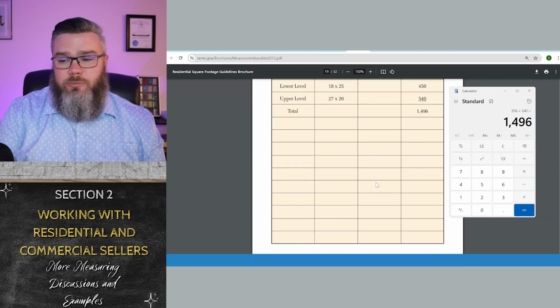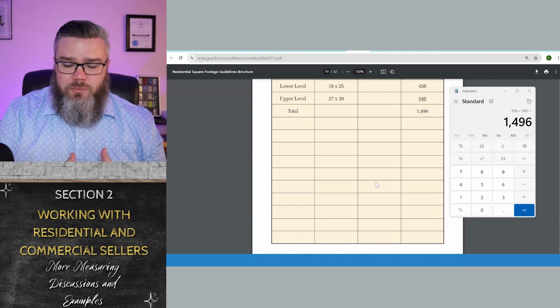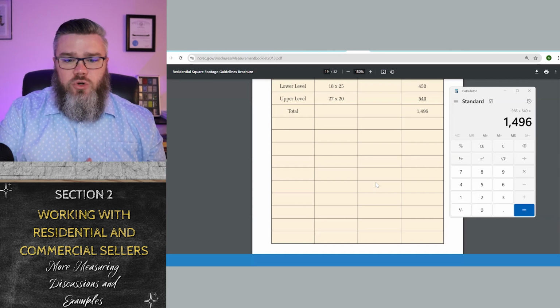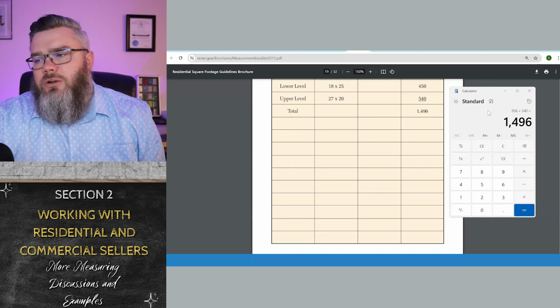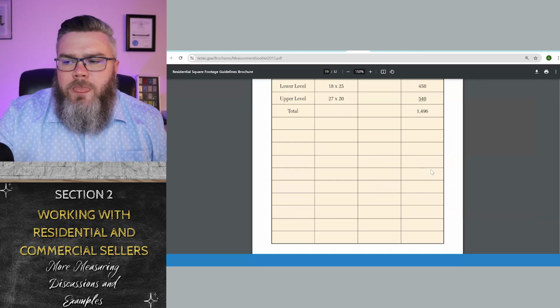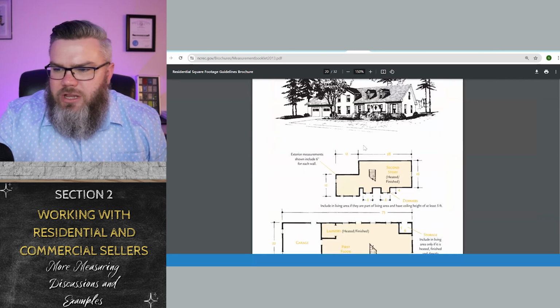Now, there are plenty of licensed appraisers out there who will do just measurements for you at a very reasonable cost, just to verify square footage and things of that nature. So you can hire somebody. Don't let this be the bane of your existence, but it is something that we kind of have to understand.